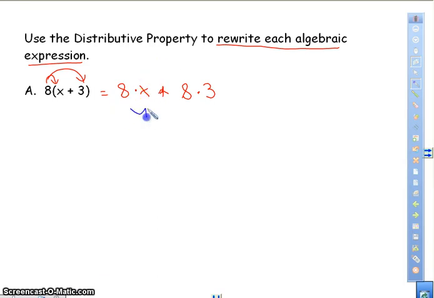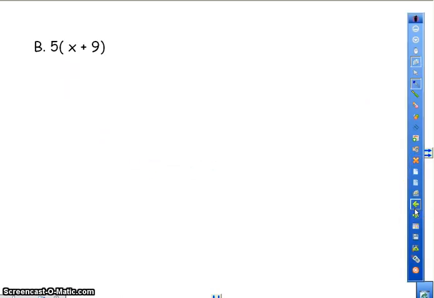So like I said, we know 8 times x can be written as 8x. You do not need a multiplication sign to write 8 times x. The plus is going to remain, and 8 times 3 is 24. We do not combine these together because we don't know what x is. Okay, they're not like terms, meaning I can't add them together. So this is my solution, 8x plus 24. Okay, and here we go.